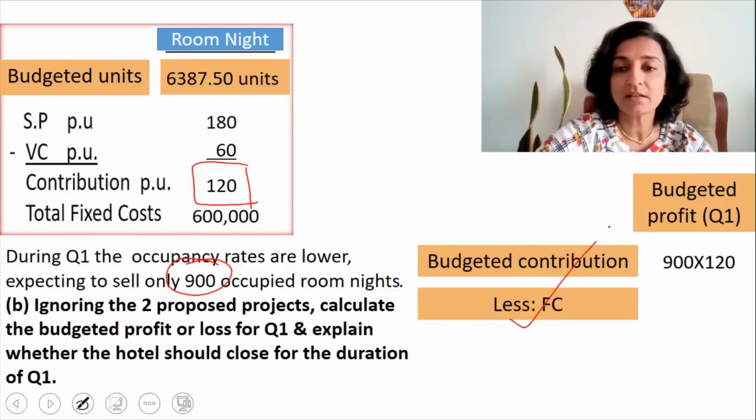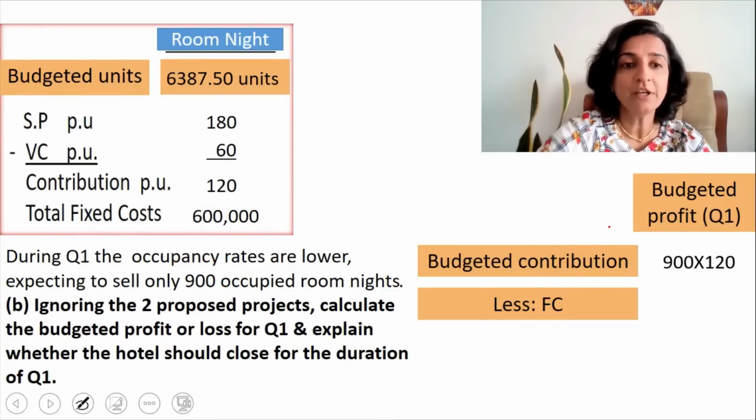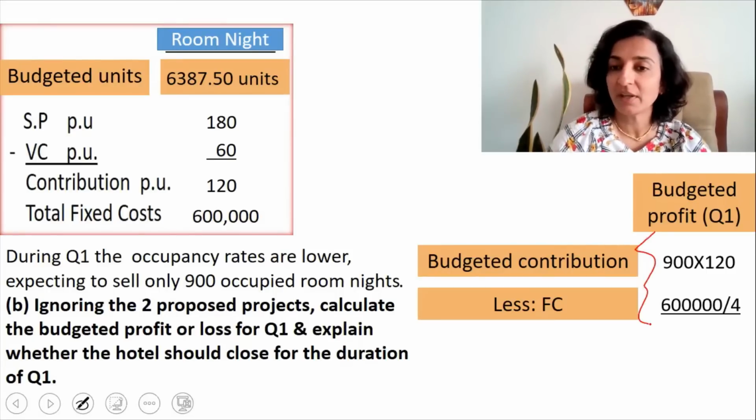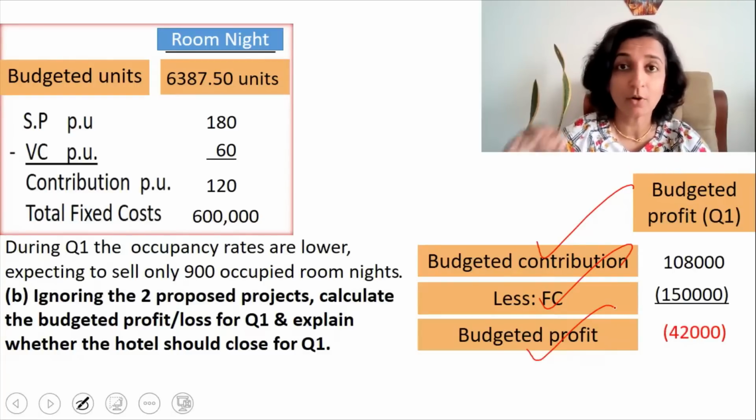And what is the total fixed cost for the first quarter? For the full year, it is 600,000. So for the first quarter, it is 600,000 divided by 4. So solving these figures, we get the budgeted contribution as 108,000 and the fixed cost as 150,000. Budgeted profit for Q1 is 42,000 negative, or we are incurring a loss in Q1.